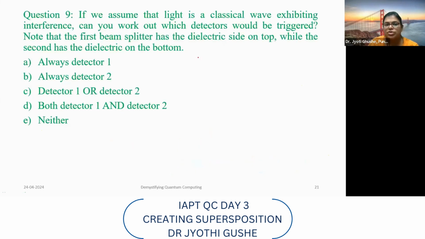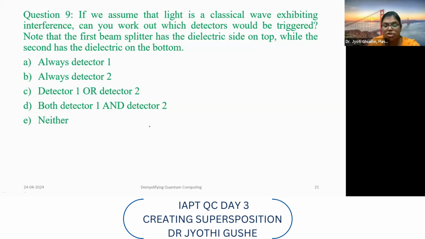What was happening over there? So if we assume that light is a classical wave exhibiting interference, can you work out which detectors would be triggered? Note that the first beam splitter has a dielectric side on the top, while the second beam splitter has the dielectric side on the bottom.